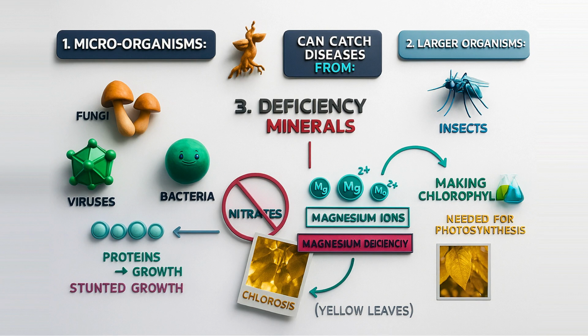Two of the most important minerals for plant health are nitrates and magnesium ions. Nitrates are essential for the production of proteins which are necessary for growth and repair, so when plants do not get enough nitrates, they often show stunted growth, meaning they remain smaller and grow less than they should.